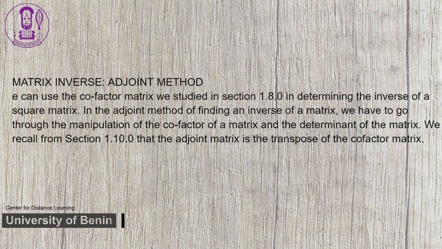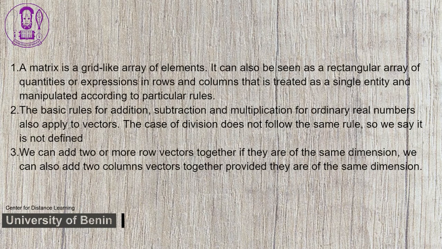Summary of Study Session 5. In Study Session 5, please note the following. 1. A matrix is a grid-like array of elements. It can also be seen as a rectangular array of quantities or expressions in rows and columns that is treated as a single entity and manipulated according to particular rules. 2. The basic rules for addition, subtraction, and multiplication for ordinary real numbers also apply to matrices. The case of division does not follow the same rule, so we say it is not defined.